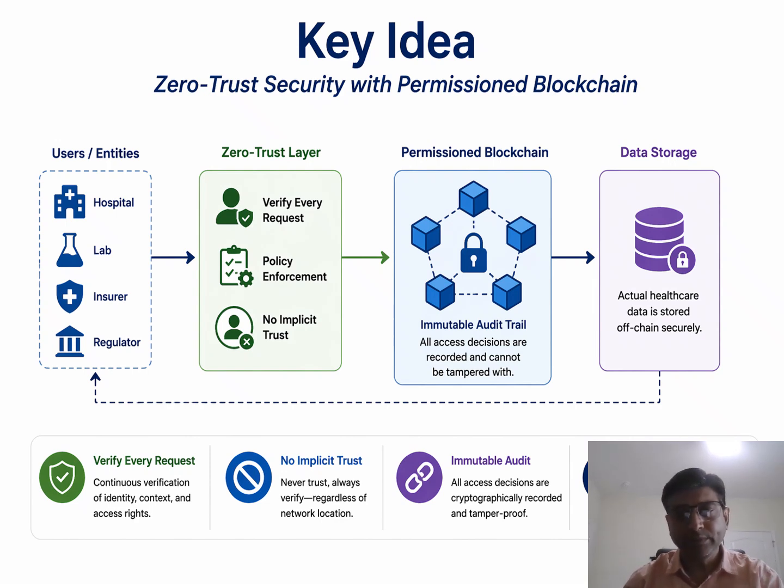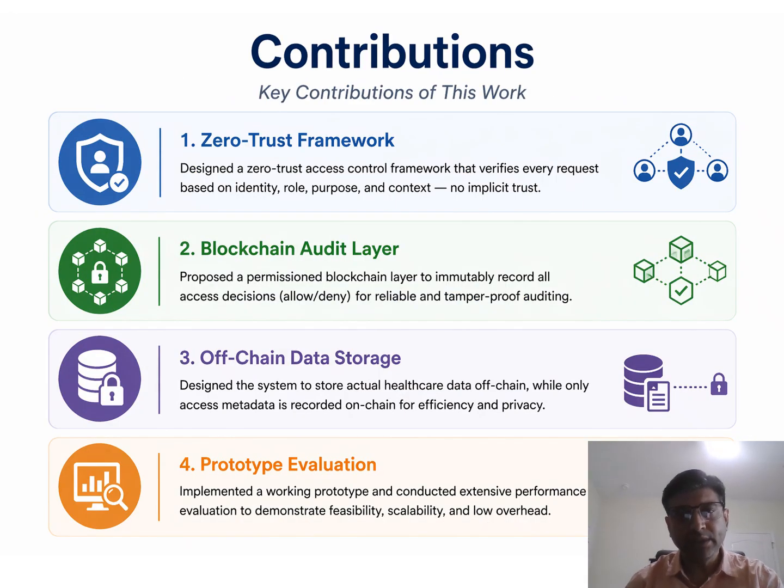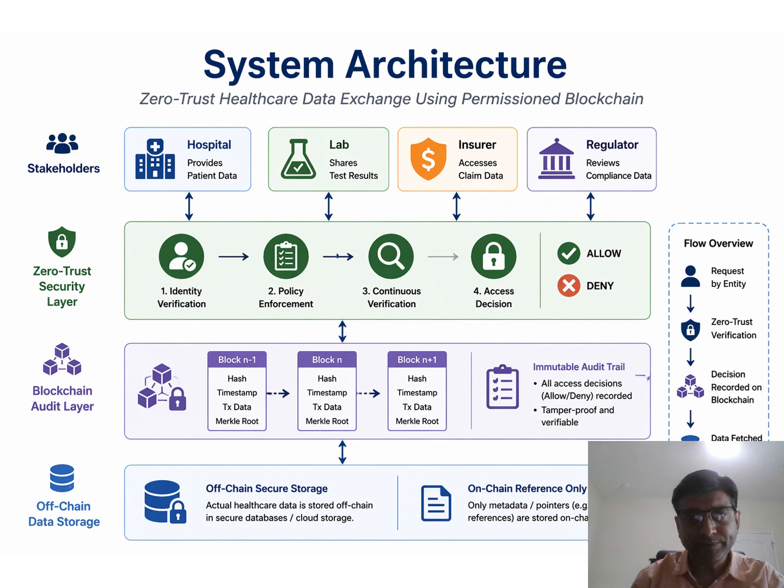Moving on to the next slide, the contributions. Mainly the contributions are categorized into four layers, that is zero trust framework, blockchain audit layer, off-chain data storage, and prototype evaluation. So basically zero trust validates identity, role, purpose, and context. Then the blockchain layer records all access decisions immutably, and then off-chain storage holds the actual data to maintain privacy. So this is about the contributions.